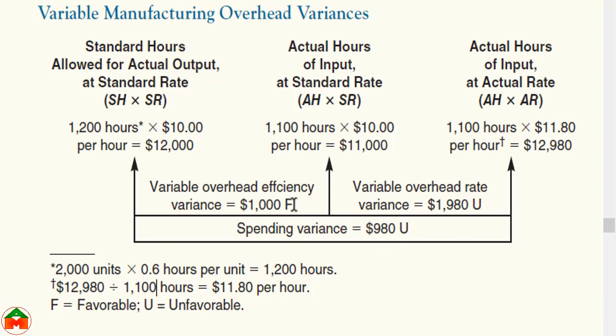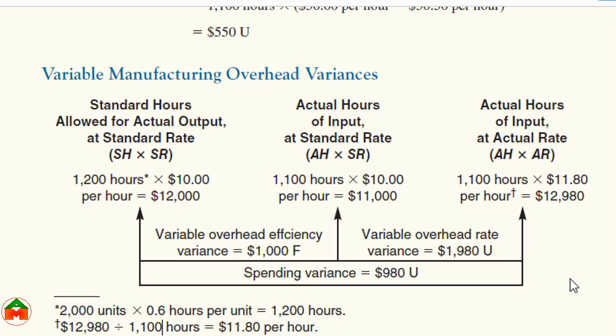Again I am repeating: if this is favorable and this is also favorable, we will add both amounts. Or if this is unfavorable and this is unfavorable, we will add both amounts. But since here there is a different amount, favorable and unfavorable, we will deduct. So this is the spending variance of overhead expenses. Dear audience, we have done the math. We have solved the problem by using a diagram, but we can apply an equation formula to get this.